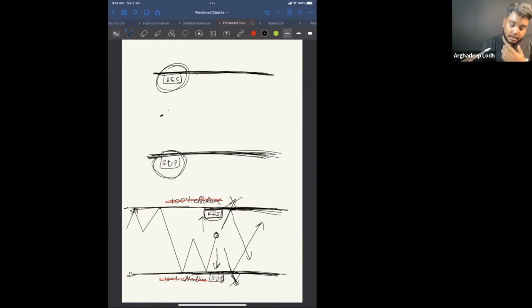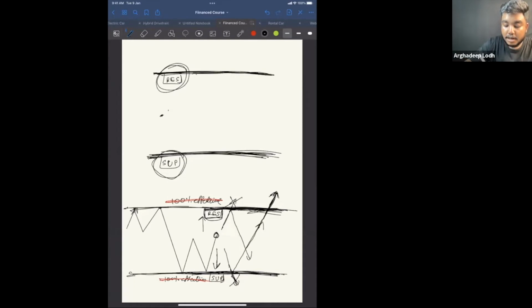So what happens when the price breaks the support level? This resistance level, when the price ultimately breaks this resistance level, what happens? Like the price broke this, see, now the price is above this level.